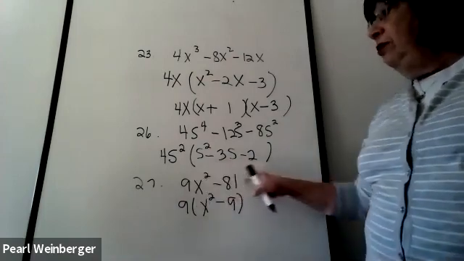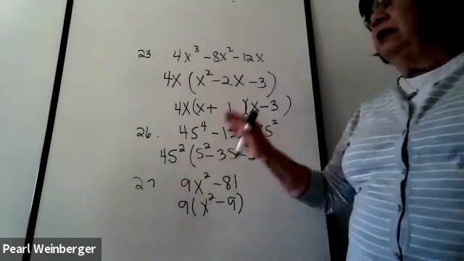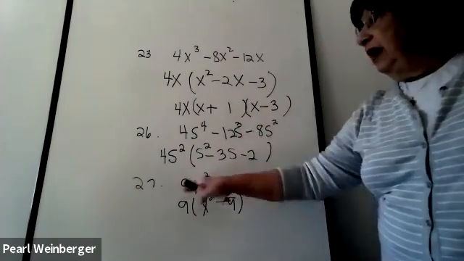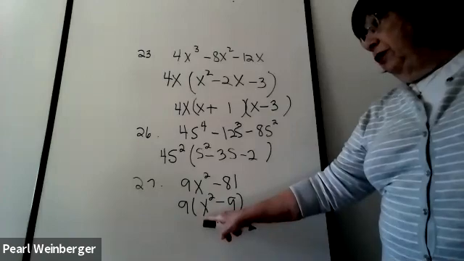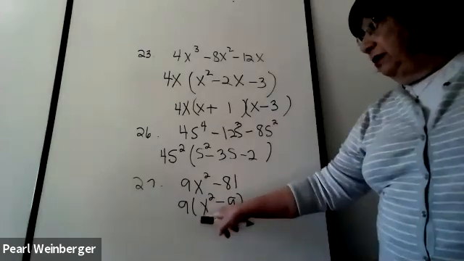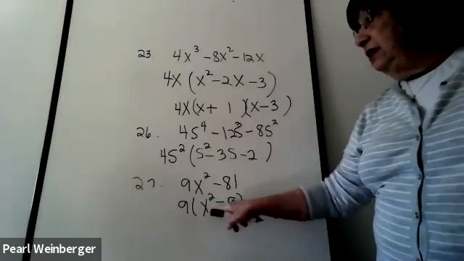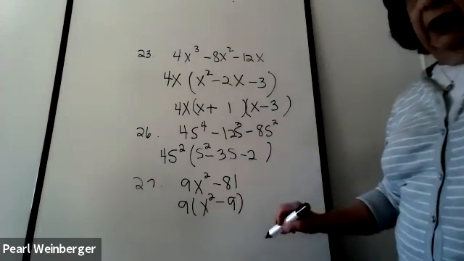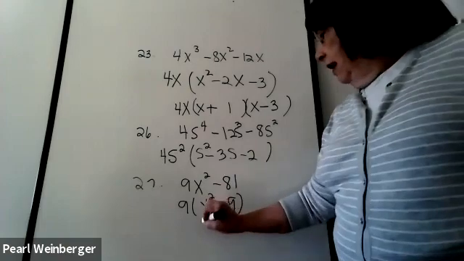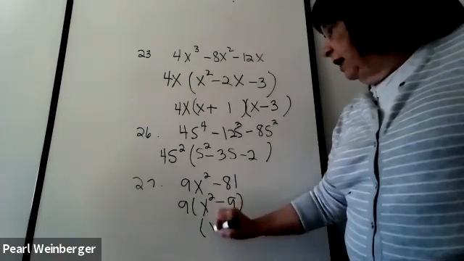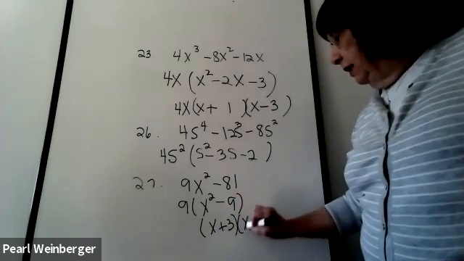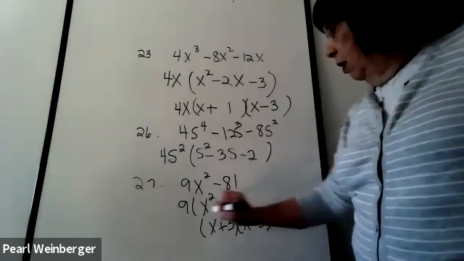I know this looks like the difference of squares, but first we have to factor out the common factor. Now, if you notice, what's left, the binomial that's left in the parentheses, is the difference of perfect squares. So I can go further with this. I can break the x squared minus 9 into x plus 3 and x minus 3 with a 9 on the outside.